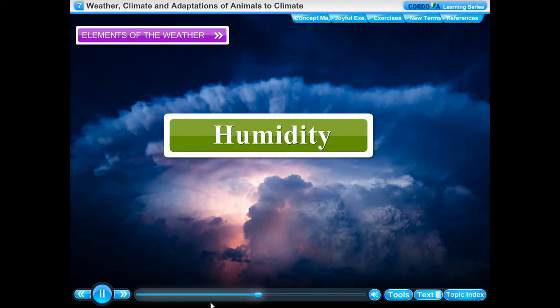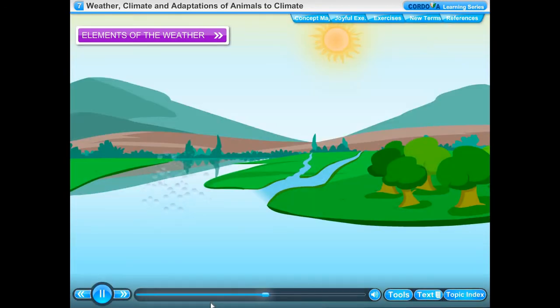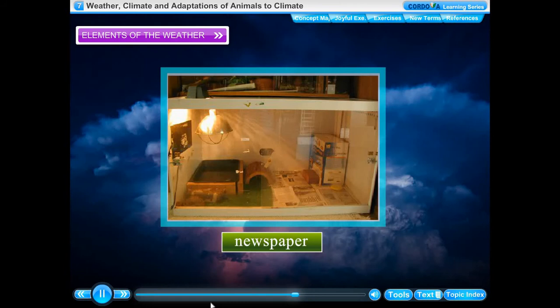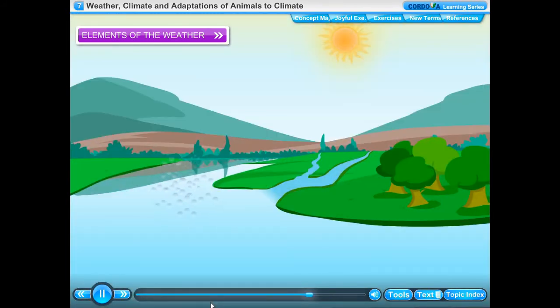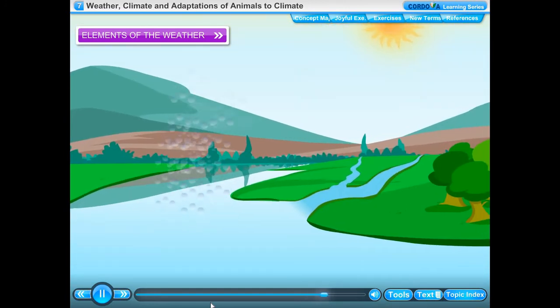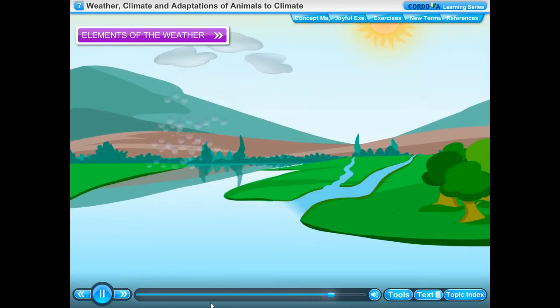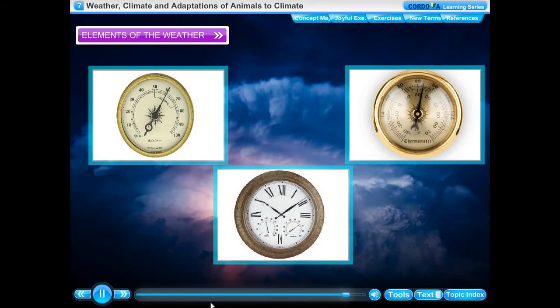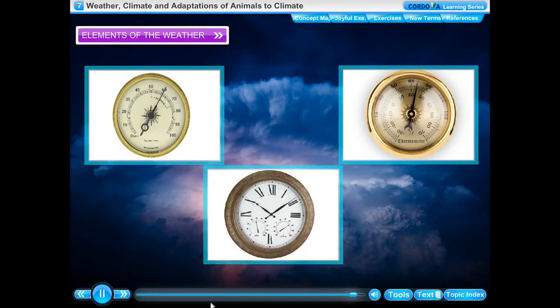Humidity. Humidity is the measure of the moisture in air. When the amount of water vapor in the air is high, we say humidity is high. The newspaper weather reports show humidity as a percentage. Relative humidity is the amount of water vapor present in the air, expressed as a percentage of the maximum amount of water vapor it can hold at that temperature. Relative humidity is measured with the help of a hygrometer.